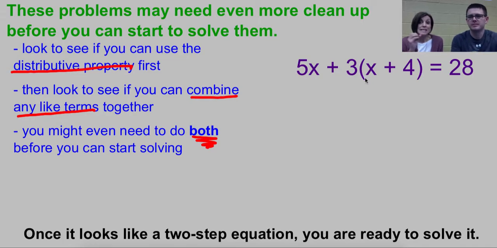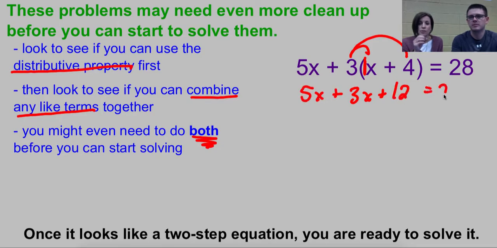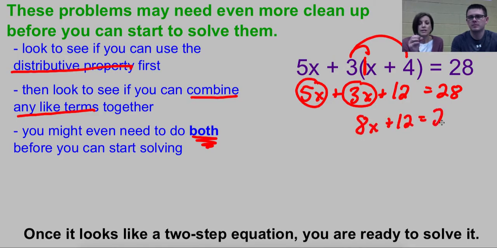5x plus 3 times x plus 4 is equal to 28. So we have to do that distributive first. What's nice is they're positive, so we're going to go right at it. 3x plus 3 times 4 is 12, and then we add that 5x that's still there. So distribute first, then look to see what we're going to combine. In this case, we're combining our variables. A 5x plus a 3x is going to give us 8x plus 12 is equal to 28.